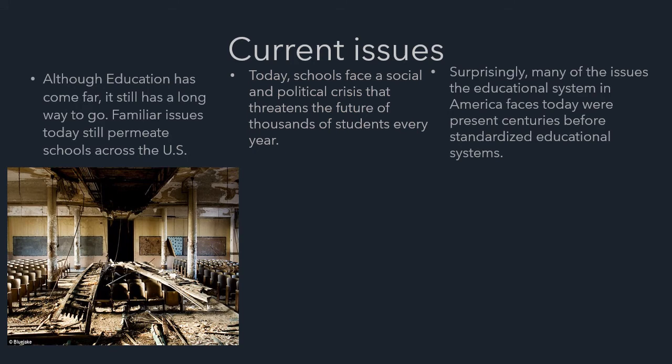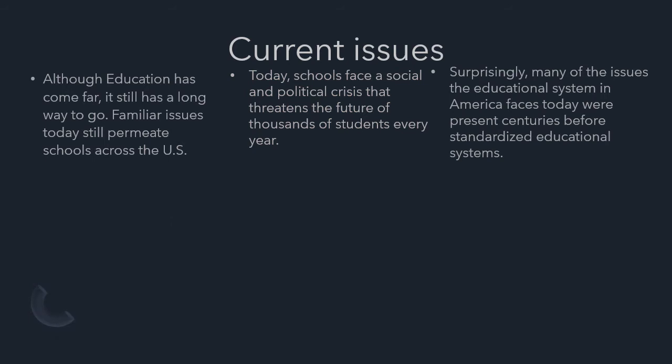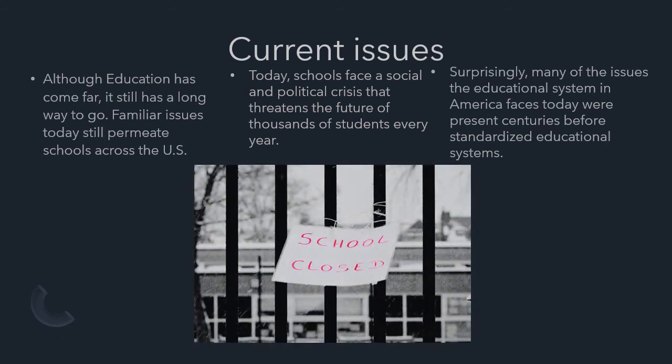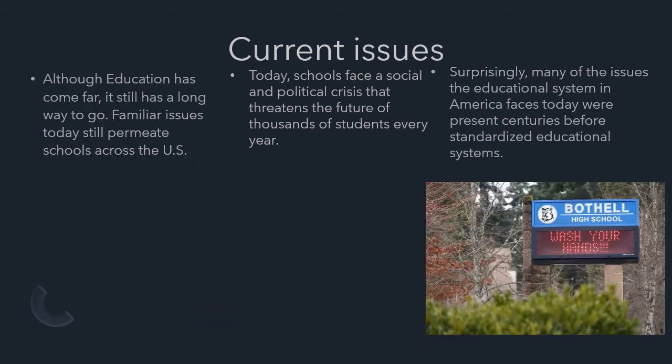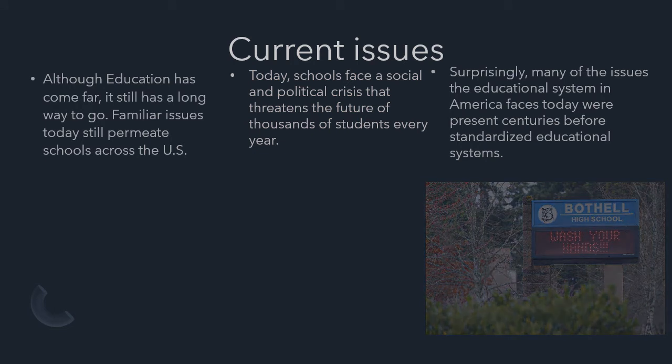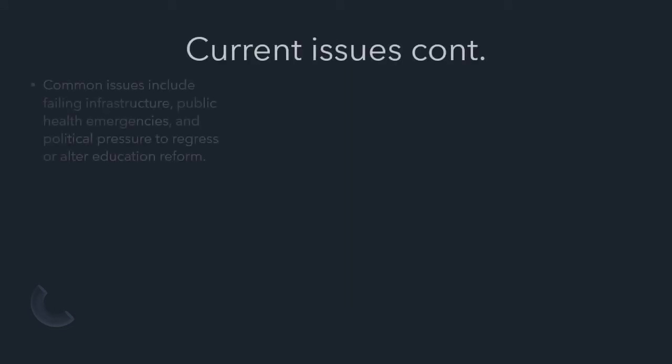And below, we'll see some very familiar images of dilapidated and rundown schools and schools that have been closed due to public health emergencies, which are issues that have been dealt with in the past in the school system. Common issues include failing infrastructure, public health emergencies, and political pressure to alter or regress education reform. In other words, the politicians with the most money in their pockets get to make the decisions.